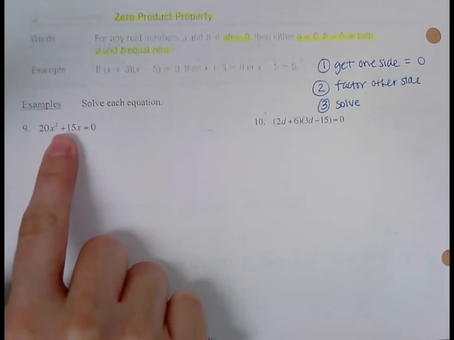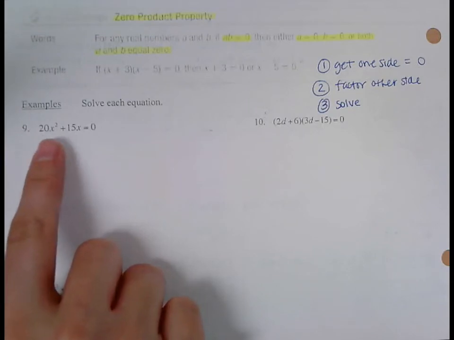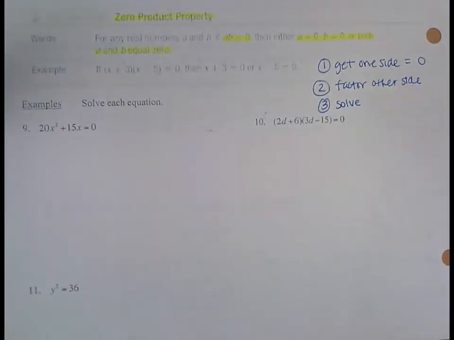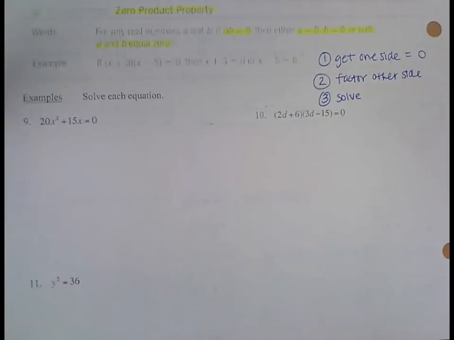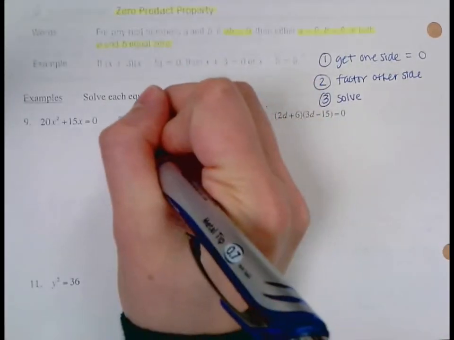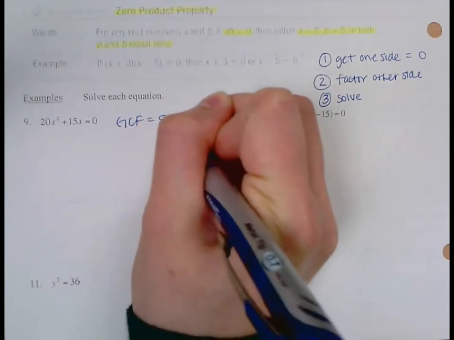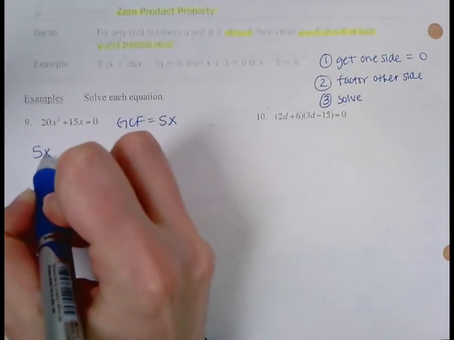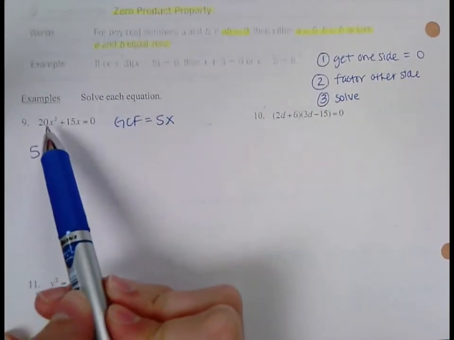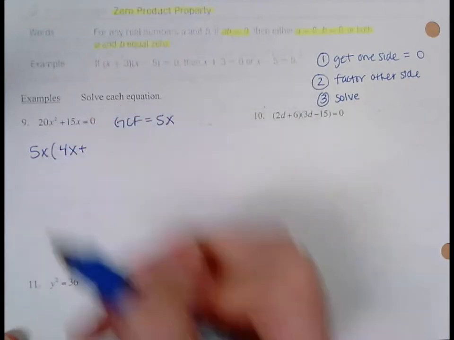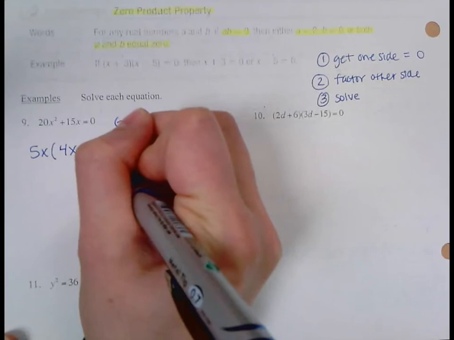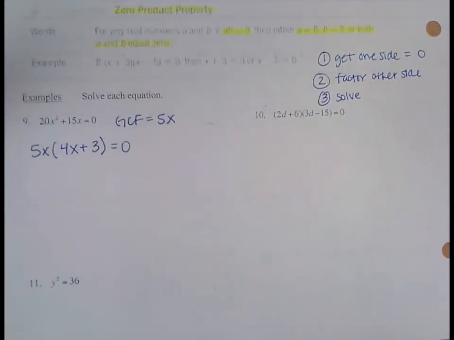If we look at number 9, one side is already equal to 0. Would you say that the left side is factored? No, it is a sum of 2 terms. It's not a product of 2 quantities. So what method would you use to factor this that we just reviewed? There's a GCF. What is the GCF? 5x. So if I factor out a 5x, I have 20x squared divided by 5x. That's 4x, plus 15x divided by 5x is 3. And then I still have the equal 0.